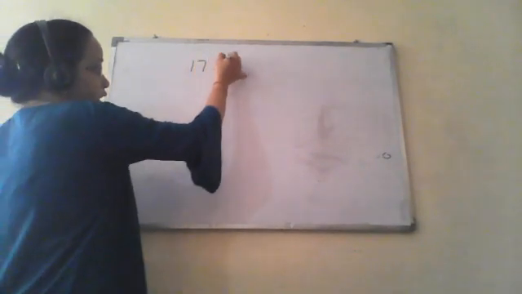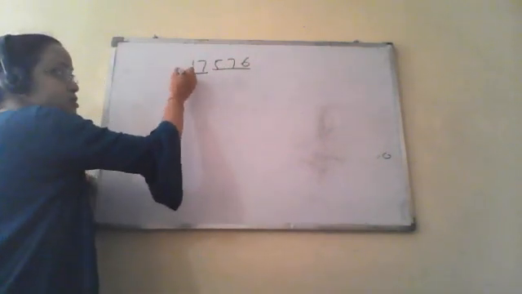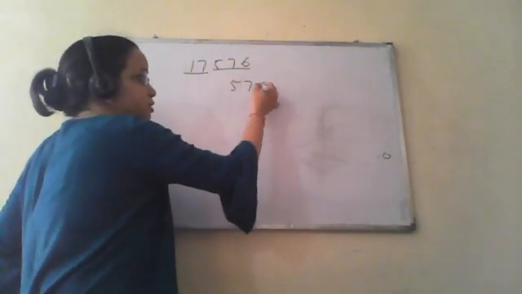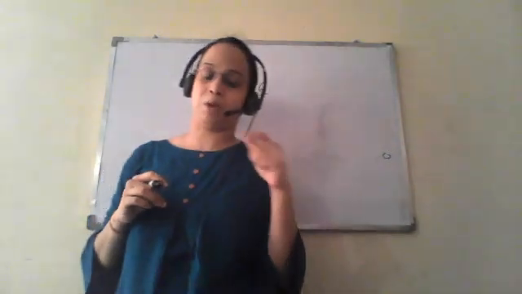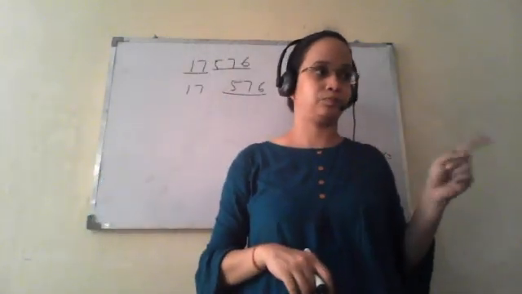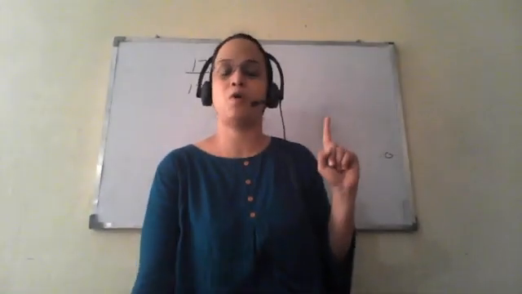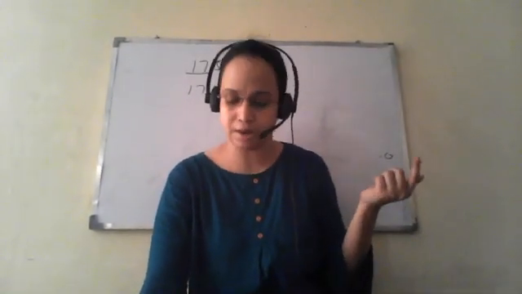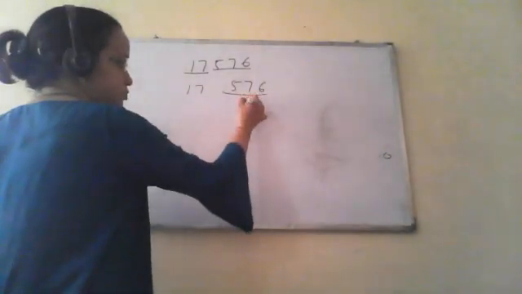Now we will take up one example. This is example number 8: 17576. We will do the grouping of three numbers starting from the unit place. So this is 576 and this is 17. This 576 has 6 at its unit place, so there is only one possibility: since this number is ending with 6, its cube root must have 6 at its unit place. So for this we will write 6.